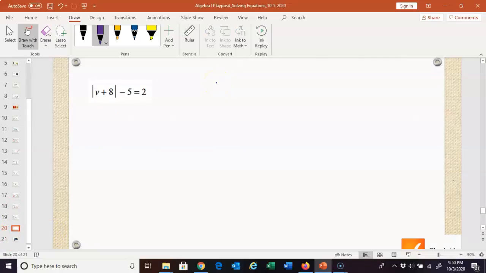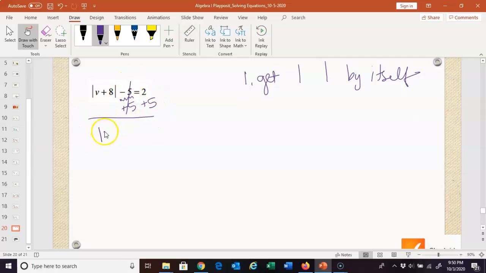Remember, step 1, get the absolute value by itself. So we have this minus 5 hanging out. We've got to get rid of that first. So we're going to add 5 to both sides. And you get the absolute value of v plus 8 equals 7.